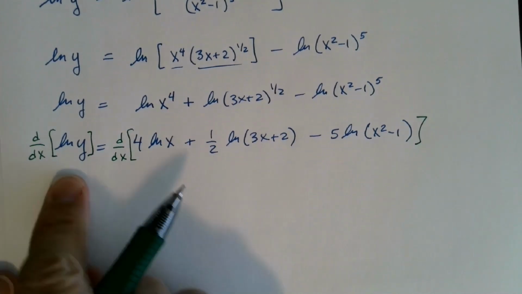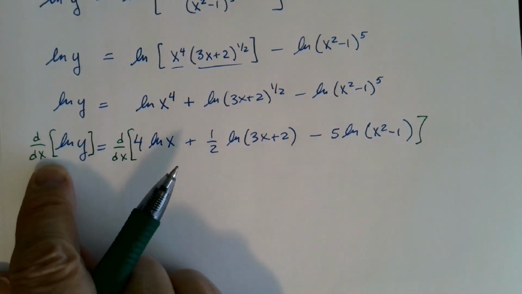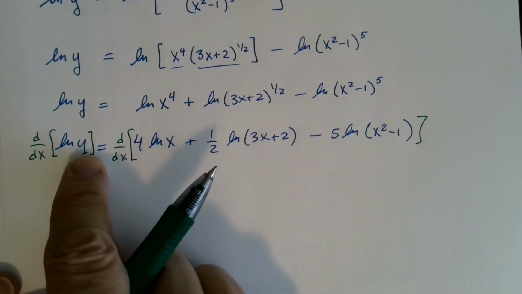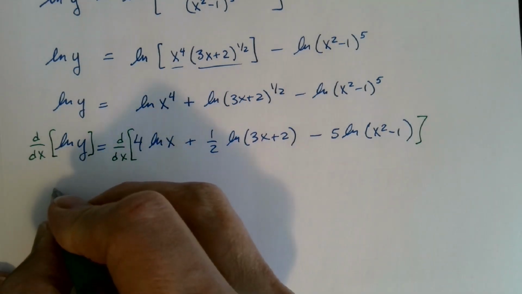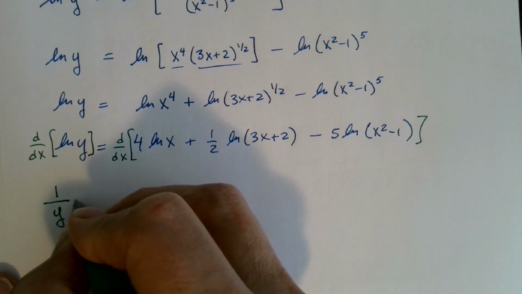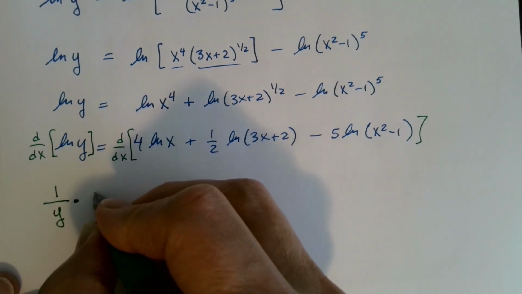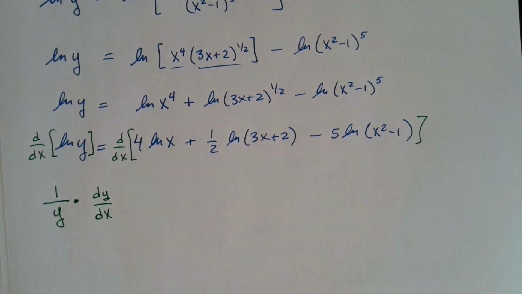So over here, notice I've got a natural log of y, and I'm taking the derivative with respect to x. This is a chain rule, because y is a function of x. Inner function y, outer function natural log of y. So the derivative of the outer function, natural log of y, remember, is 1 over y, times what? The derivative of the inner function, which is just what? dy dx, or y prime.